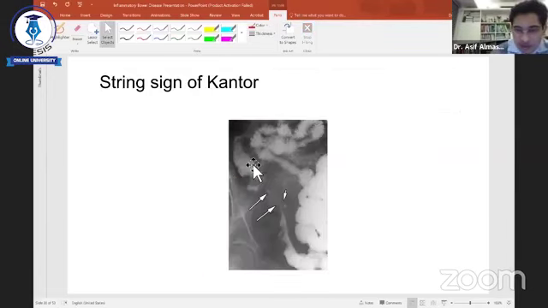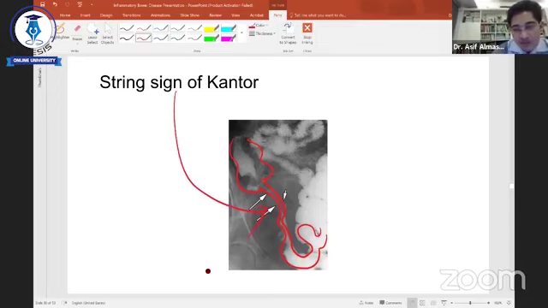If you look, what is a string sign of Kantor? Now this is the colon. Now this part is the ileum. This is the ileum, but the terminal ileum has been involved and it has narrowed. So this part is called the string sign of Kantor.